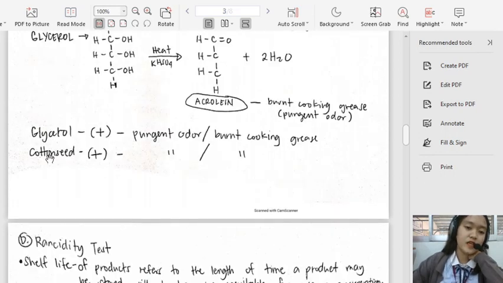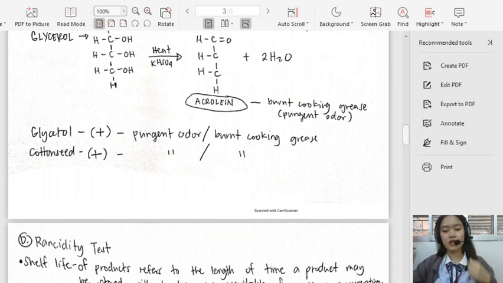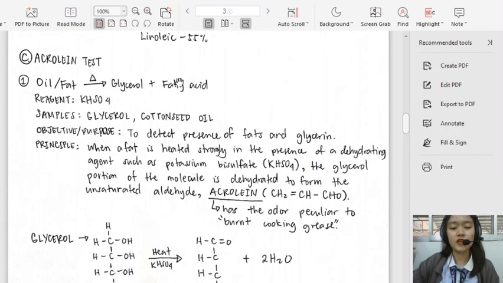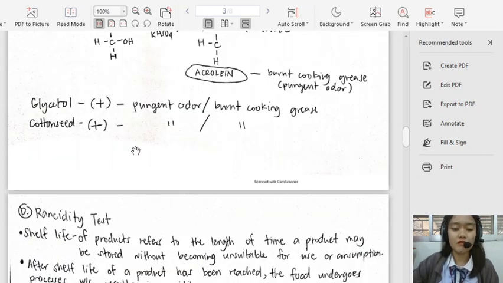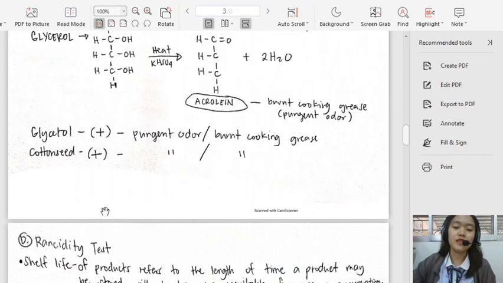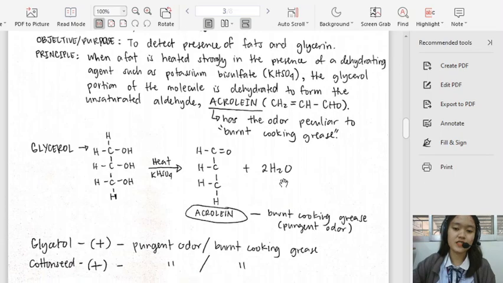So, glycerol and cottonseed are both what? Positive, because both of them presented a pungent or burnt cooking grease odor. That means, bakit? Kasi yung cottonseed ninyo, it is composed of different fatty acids, saturated and unsaturated. And remember, yung oils and fats ninyo are composed of glycerol and fatty acids. So, cottonseed oil being an oil, it contains also glycerol. Therefore, will test positive sa acrolein test.